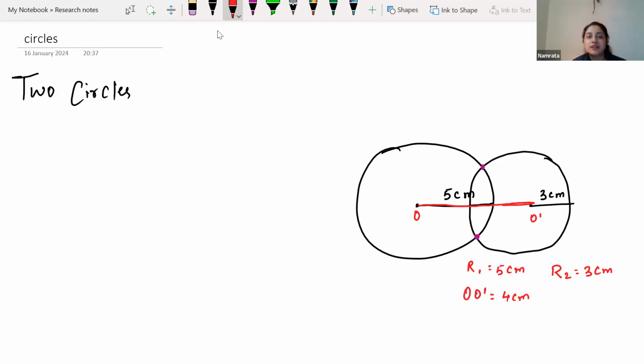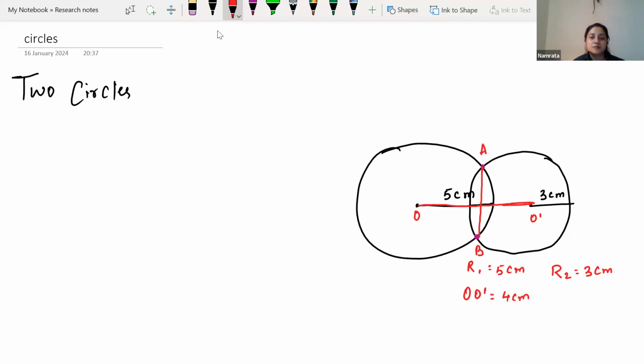The figure is not given beside the question. We have to draw the figure by ourselves. Here it is clearly written that we have to find the length of the common chord. So we have to draw the common chord in such a way that the chord will exist for the first circle, and that chord will be there in the second circle also. So we can draw the common chord like this. We can say AB is the common chord.